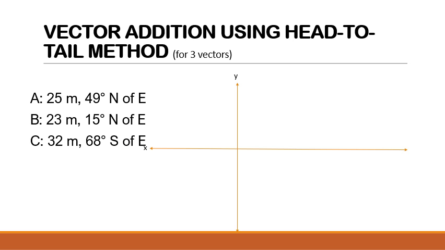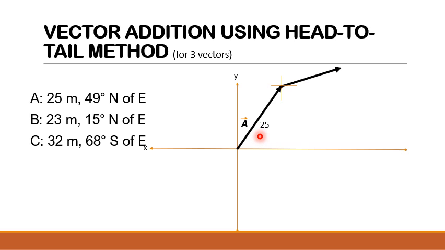So here's an example for 3 vectors. Let's say vector A is 25 meters, 49 degrees north of east. So of course you know that north of east is in this side. So you have to use the protractor to identify 49 degrees. When you're done using your protractor, then you measure 25 meters using a scale. Let's say your 1 meter is 0.5 centimeter in your graph. So you will have this kind of answer. So that's our vector A, 25 meters, 49 degrees from the x-axis.